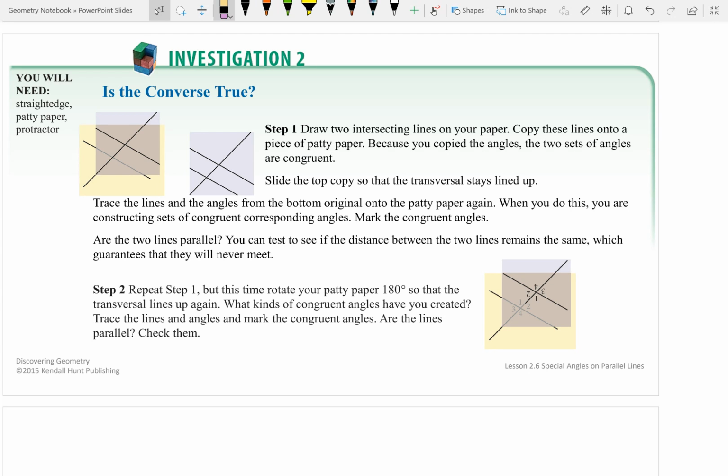And so again, I can mark these angles congruent to each other. And then these angles congruent. And these congruent. And these congruent. There we go.